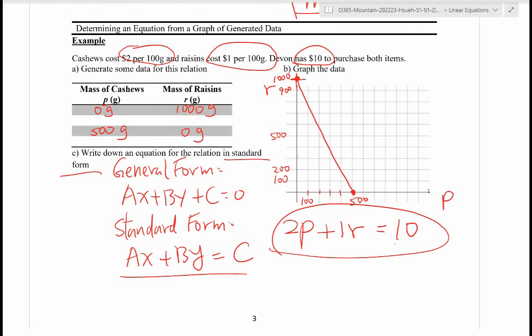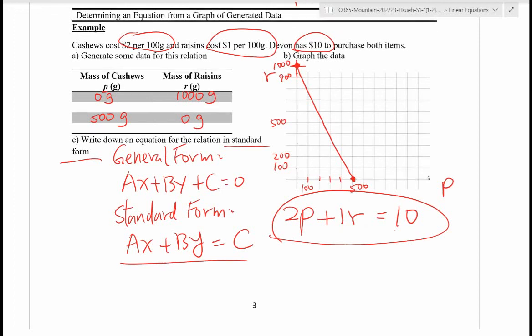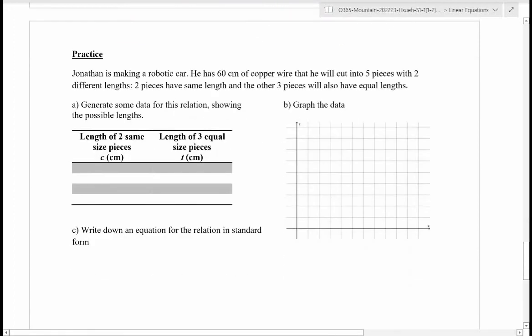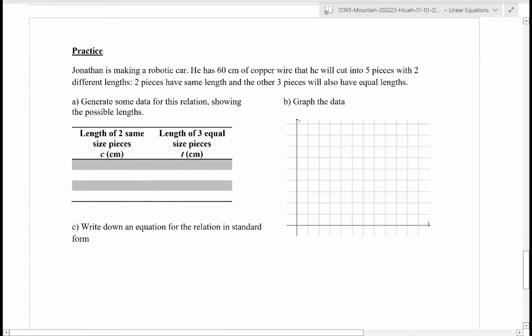Okay, hopefully that is okay with you. There is one more question for you to try, and that would be it for this unit. Okay, we are wrapping it up. So give it a try. Good luck.